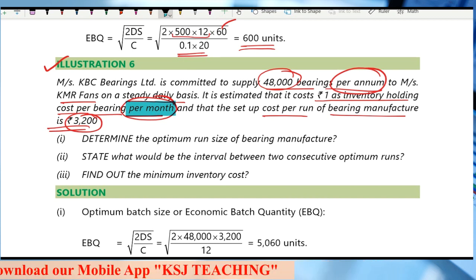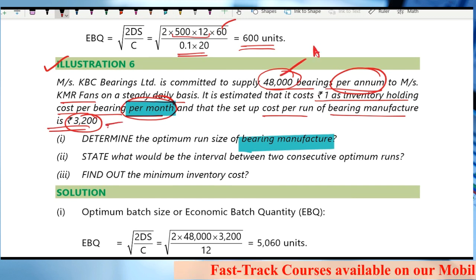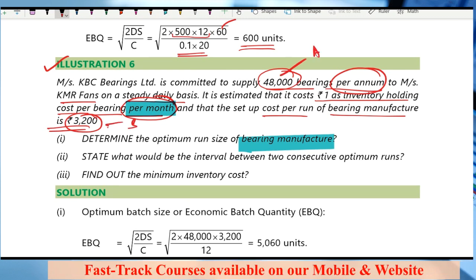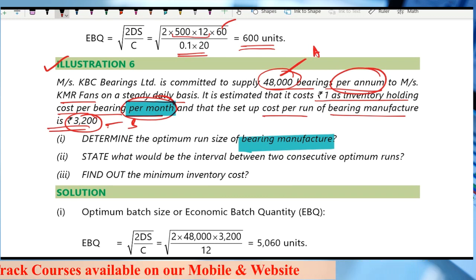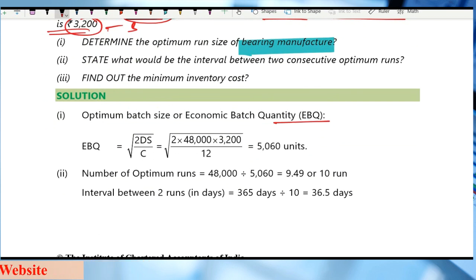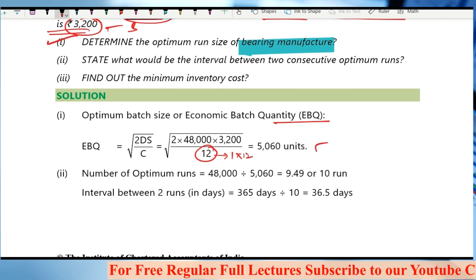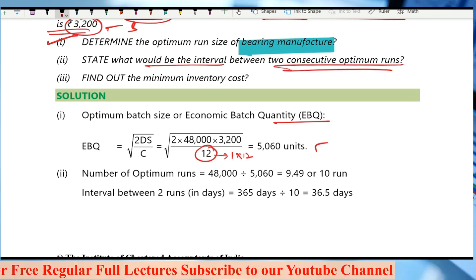So the cost per bearing per month, and the setup cost is given to you. Determine the optimum run size of bearing the manufacturer. I think one of the easiest problems, right? A is given to you, S is given to you. Inventory holding cost ₹1 per month, so for 12 months it is ₹12. So economic batch quantity is 2 into 48,000 into 3,200 divided by 12. This is 1 multiplied by 12. Clear?